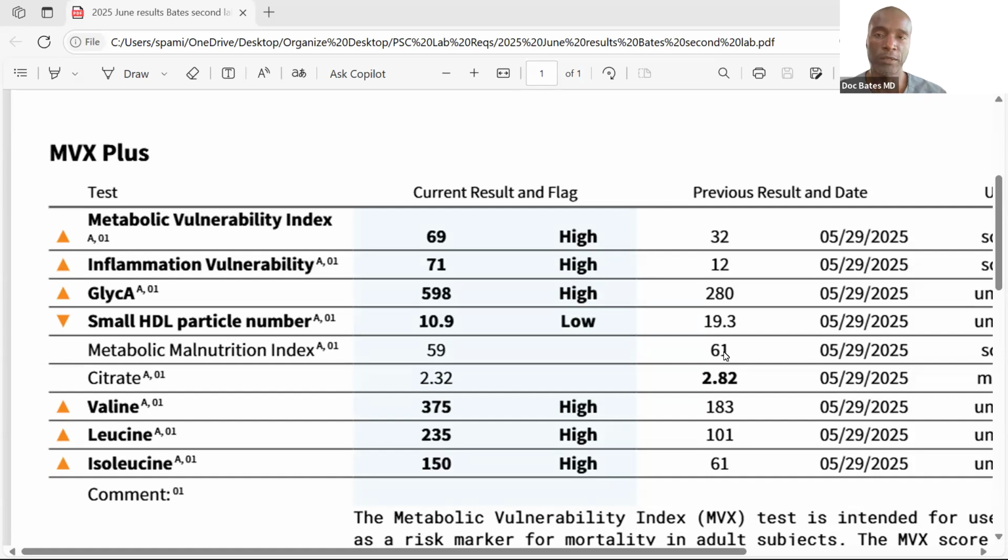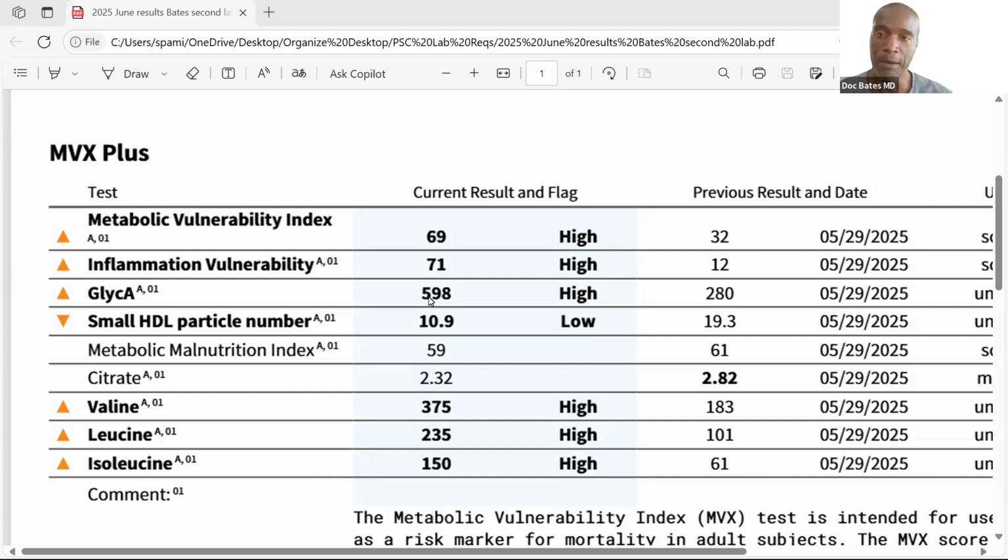And then now let's do a compare and contrast. So 29th of May, acceptable score of 32. And then we see it jump. It more than doubles to 69. So that is significant. The inflammation index, this was at 12. Now it's up to 71. Why is this so high? It's so high because, for one, the glyc-A is almost 600.